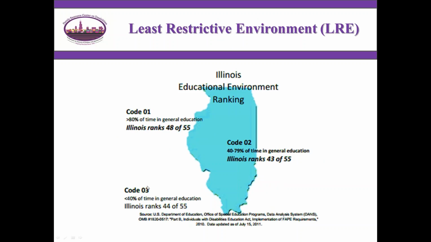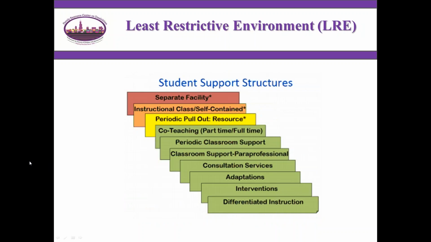Code 1, Code 2, and Code 3 is what Illinois uses to explain the placement environment that the child is receiving education in. Student support structures. This would let you know some of the things that can take place either in the least restricted environment or in the most restricted environment. You see at the top in red is the separate facility. That's the residential part, or maybe the therapeutic setting. Instructional class, self-contained. Periodic pull-out, that's the resources. So it's coming from the most restricted, going down to the least restricted.